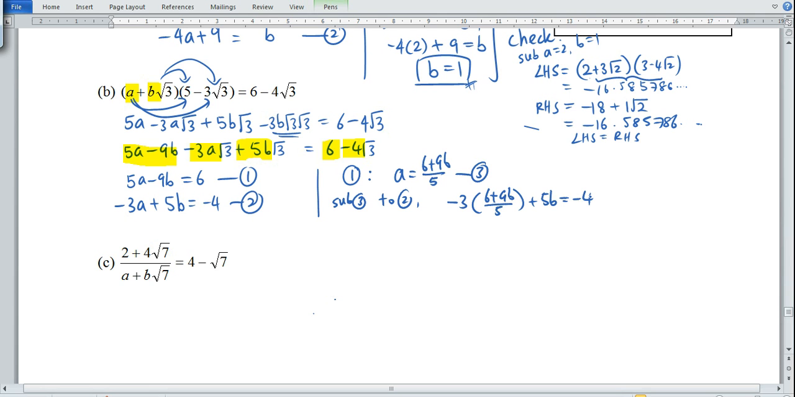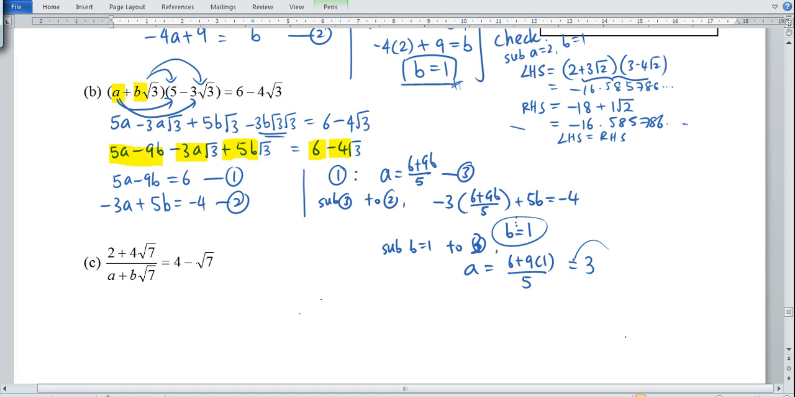If I continue to solve this, my B will be equal to 1. So if I substitute B equal to 1 into my equation 3, A will be equal to 6 plus 9B over 5, which is equal to 3. Once again, you can always check your answers by substituting A and B back into the question, and make sure that the left hand side is equal to the right hand side. Now let's look at the next question.